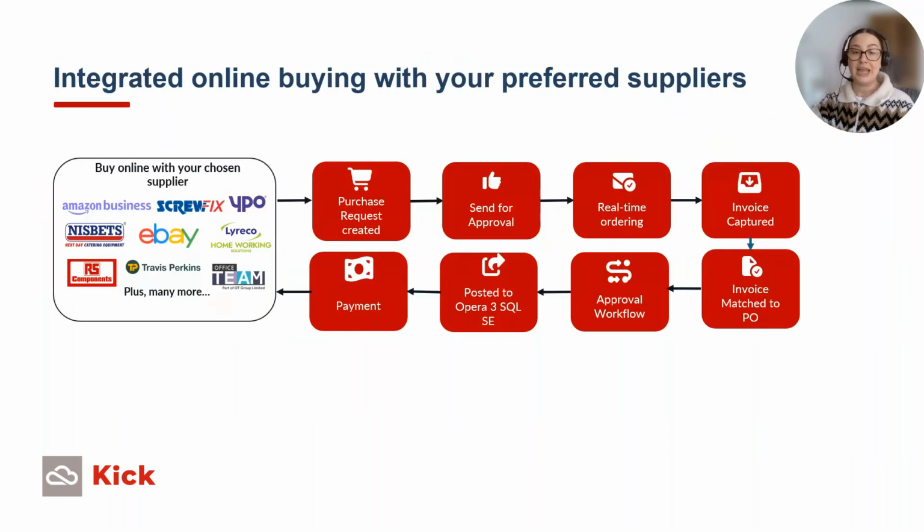So when we look at integrated online buying, it's a very similar journey when we're looking at non-stock online suppliers that you may be buying from and maybe not raising orders for today. So you can integrate that directly into AP automation with the ability to generate purchase order requests directly from online shopping baskets on those supplier websites and pull those through into AP automation for that exact same process.